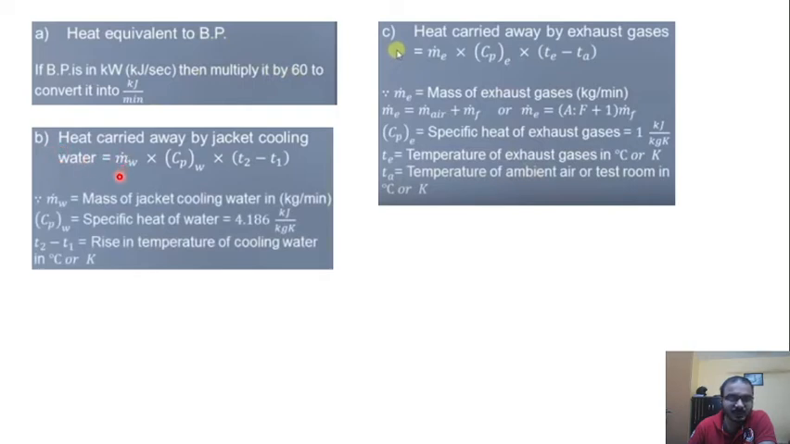which again the formula we all know, mw cpw (T2 minus T1), where mw is in the rate form. So mw dot is mass of jacket cooling water in kilogram per minute. So here we don't need a conversion because the cooling water flow rate itself is in kilogram per minute.